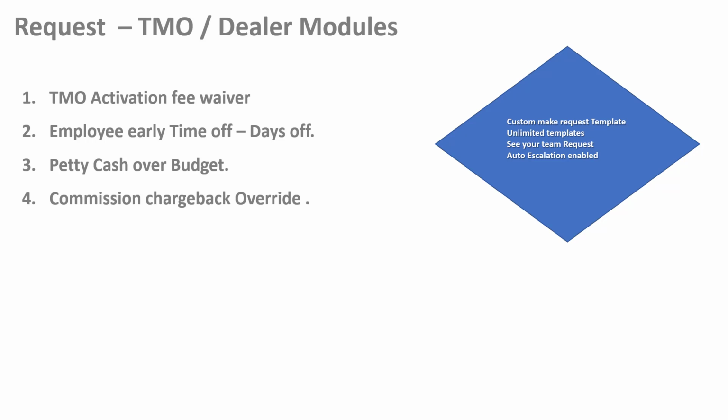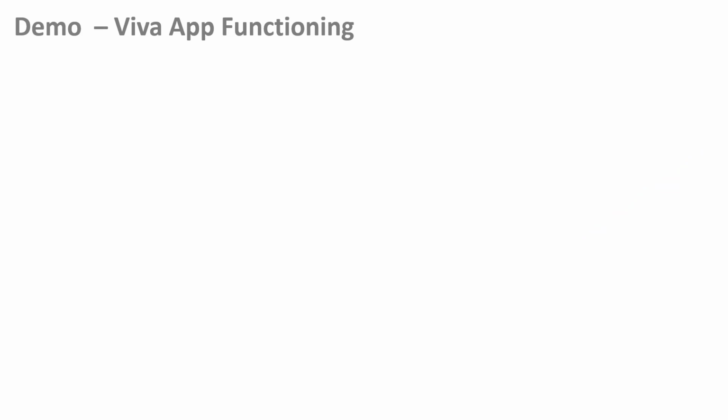Early time off, whether it's petty cash over budget or there's commission chargeback overrides, someone wants to approve that this commission chargeback should not be put to a dealer or to a mobile expert or to a store manager, they can actually approve it, and there's a record for it that it has been approved by a superior and it should not be charged.